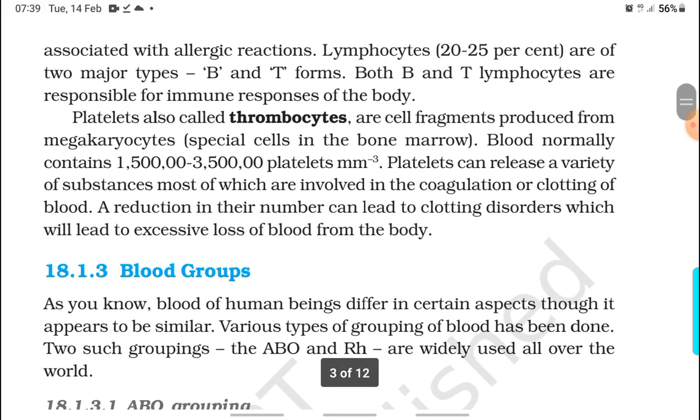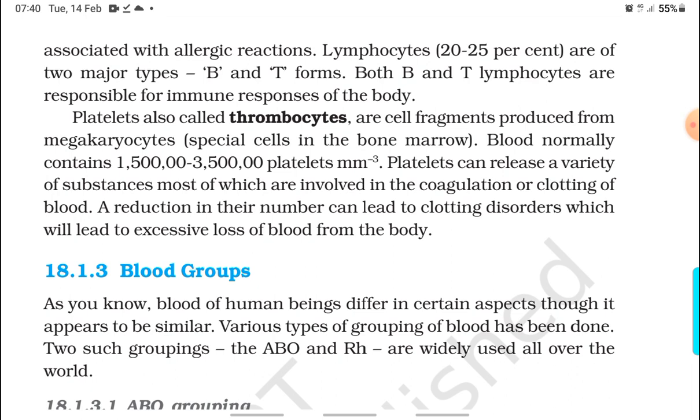Lymphocytes, 20 to 25%, are of two major types, B and T forms. Both B and T lymphocytes are responsible for immune responses of the body. Platelets, also called thrombocytes, are cell fragments produced from megakaryocytes, special cells in the bone marrow.